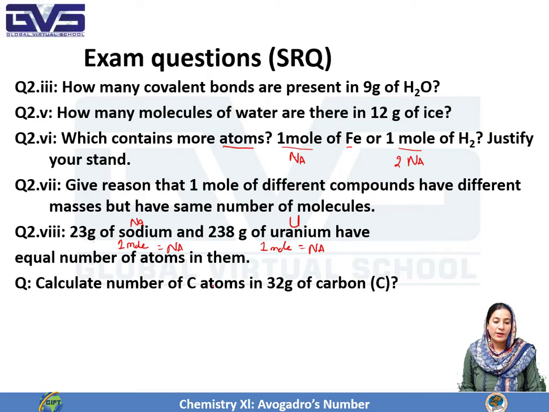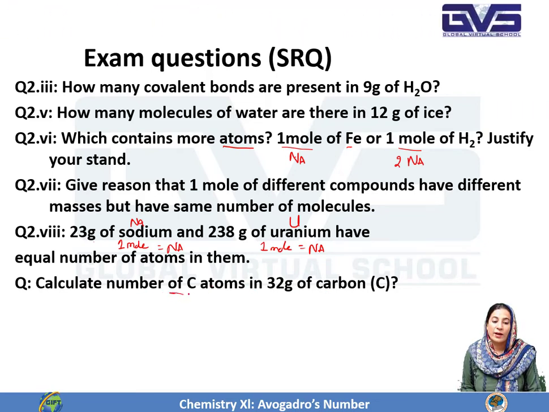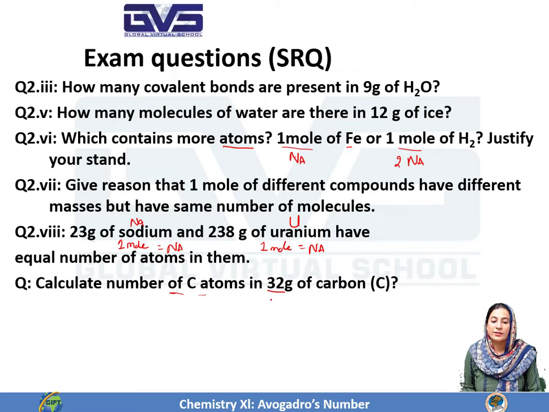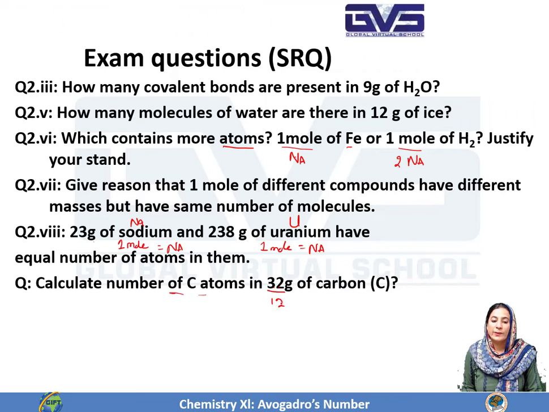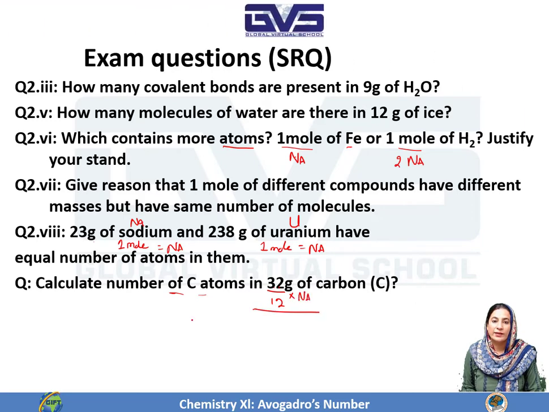So calculate the number of carbon atoms in 32 gram of carbon, very simple. Number of carbon atoms: first convert this into moles, 32 divided by 12, then multiply it with Avogadro's number, you will find the answer.